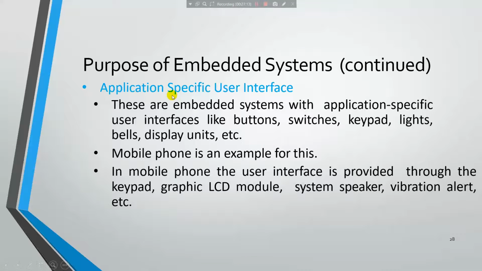Next is the purpose of embedded systems. What is the purpose of embedded systems in an application-specific user interface? If I want to give some inputs to the system, I can use a button, a switch, a keypad, light-sensor inputs, bells, displays. Many things can serve as an input to the device. A mobile phone can be an example, like your LCD screen, or the inputs you give from your touch screen.